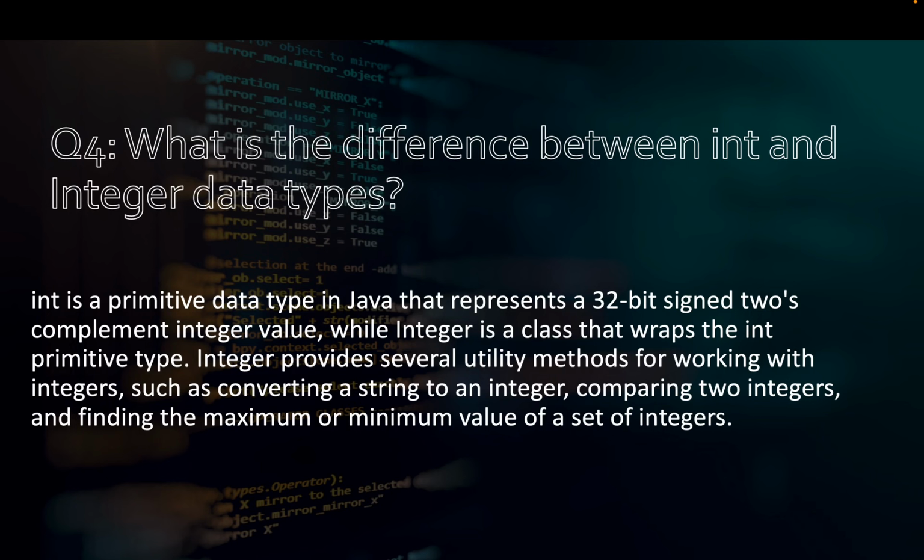Question number 4. What is the difference between int and Integer data types? Int is a primitive data type in Java that represents a 32-bit signed 2's complement integer value, while Integer is a class that wraps the int primitive data type. Integer provides several utility methods for working with integers, such as converting a string to an integer, comparing two integers, and finding the maximum or minimum value of a set of integers.